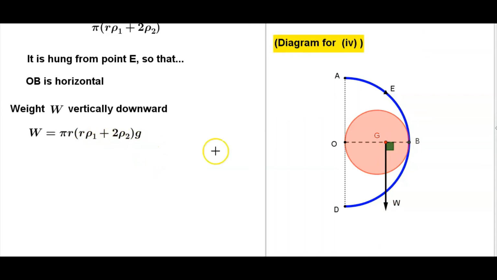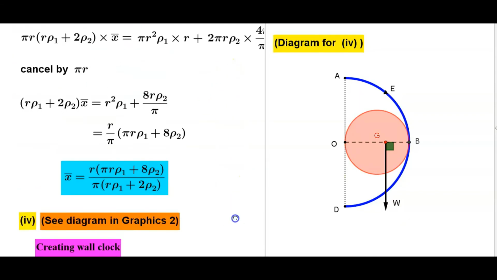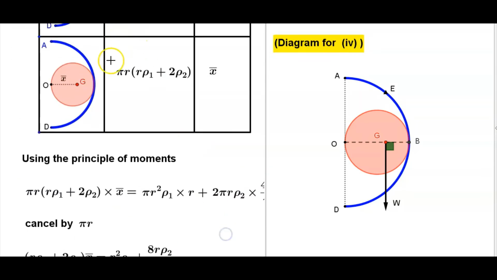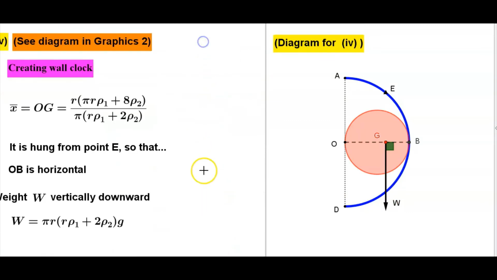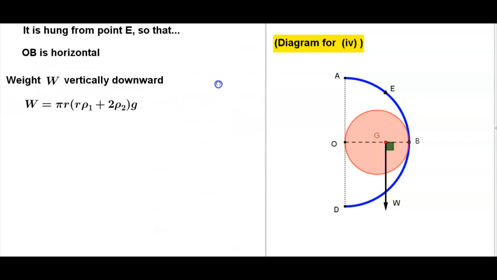Weight W is mass into gravitational acceleration g. This mass we already found out: pi r into (r rho 1 plus rho 2), the mass of this composite body here. For this weight, we multiply this by g, that is W.